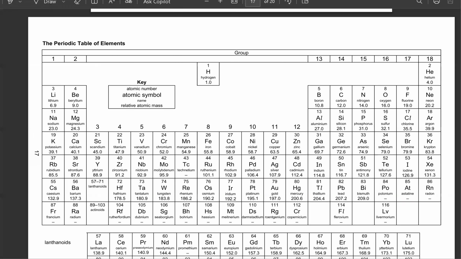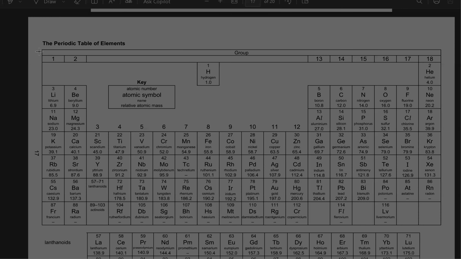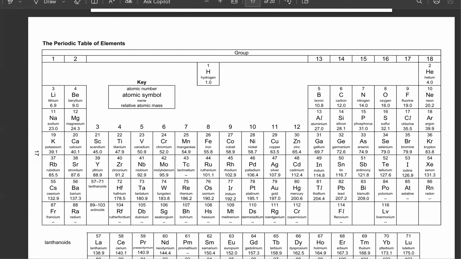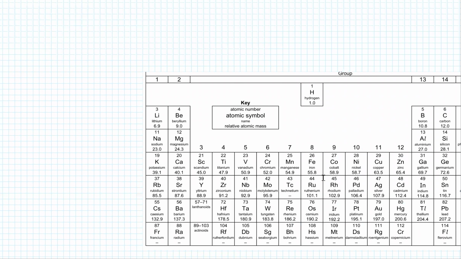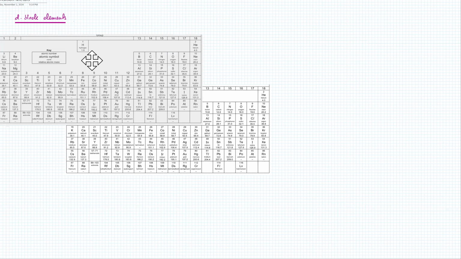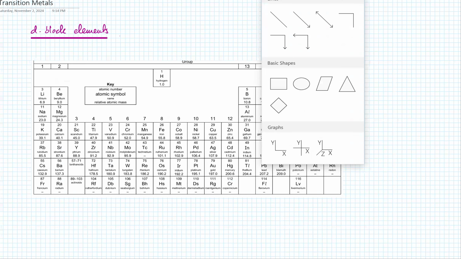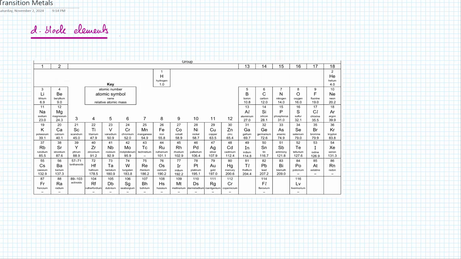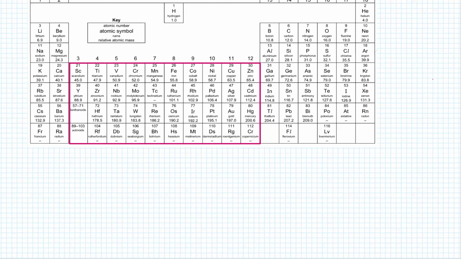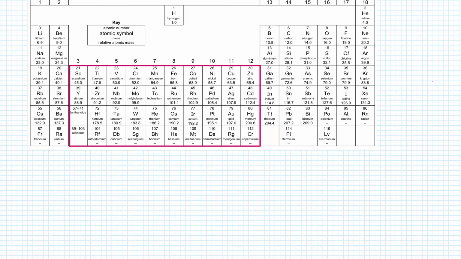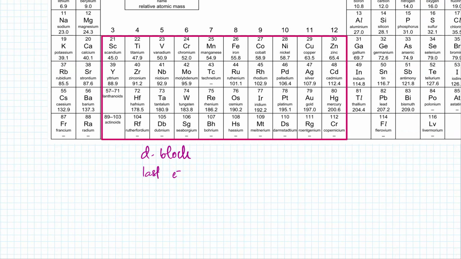Here's your actual periodic table. The middle part is known as the D block elements. Does anyone know why it's called the D block element? They have electrons in their d subshell. That's why: the last electron goes into a D subshell.